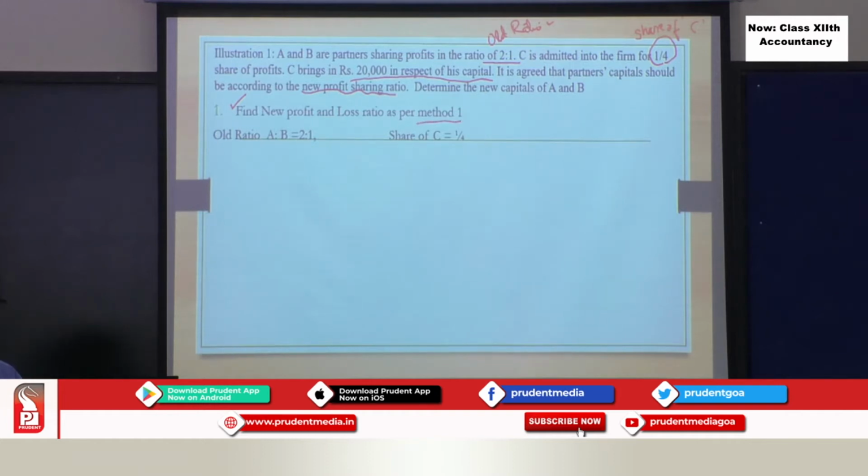Why? Old ratio is given and share of the new partner is given. Okay, so as these 2 pieces of information only are given, we will follow the method 1. As per the method 1, the first step is the balance of profit. How do we calculate? 1 minus the share of a new partner. Share of the new partner is 1/4. So, you are getting 3/4. So, 3/4 is the balance profit.